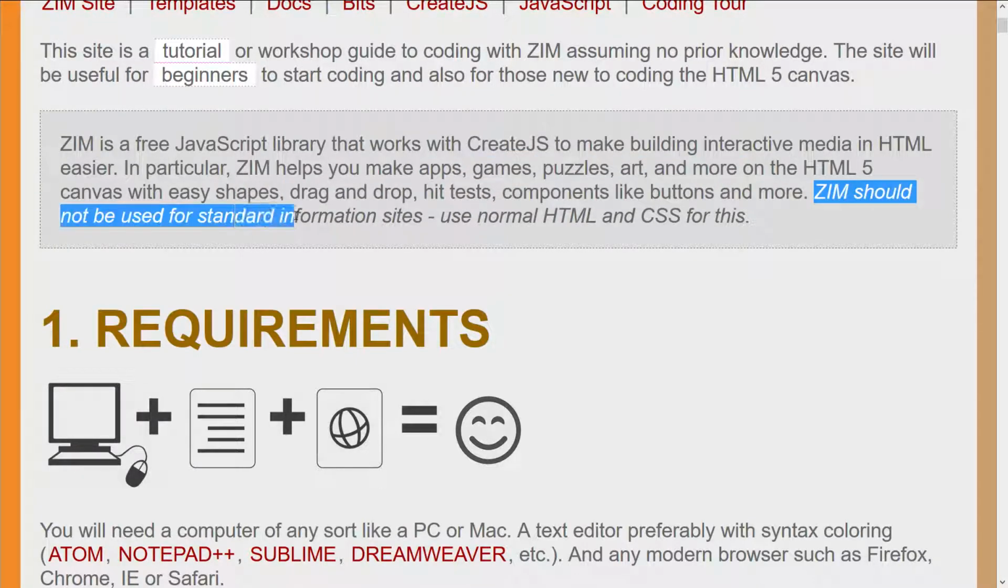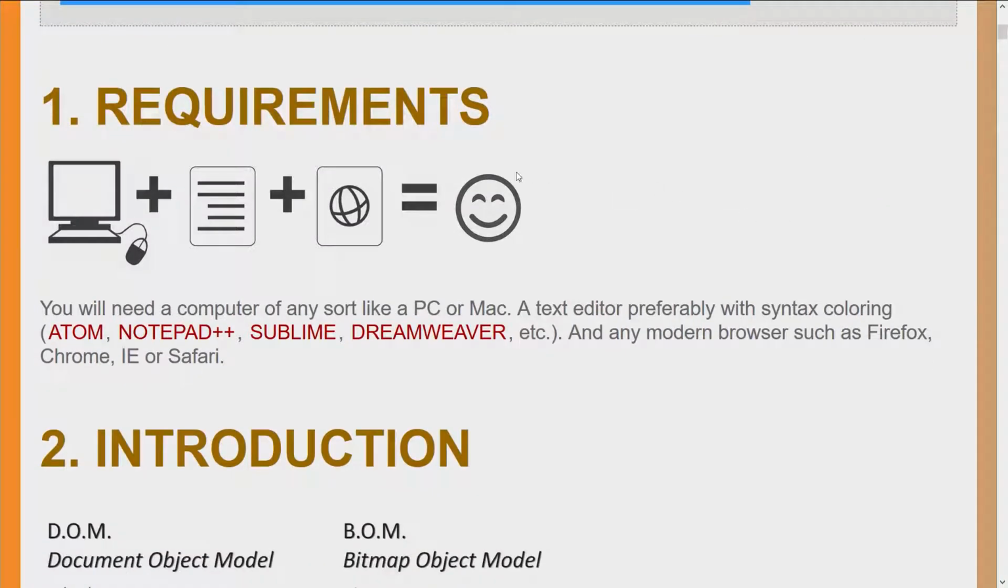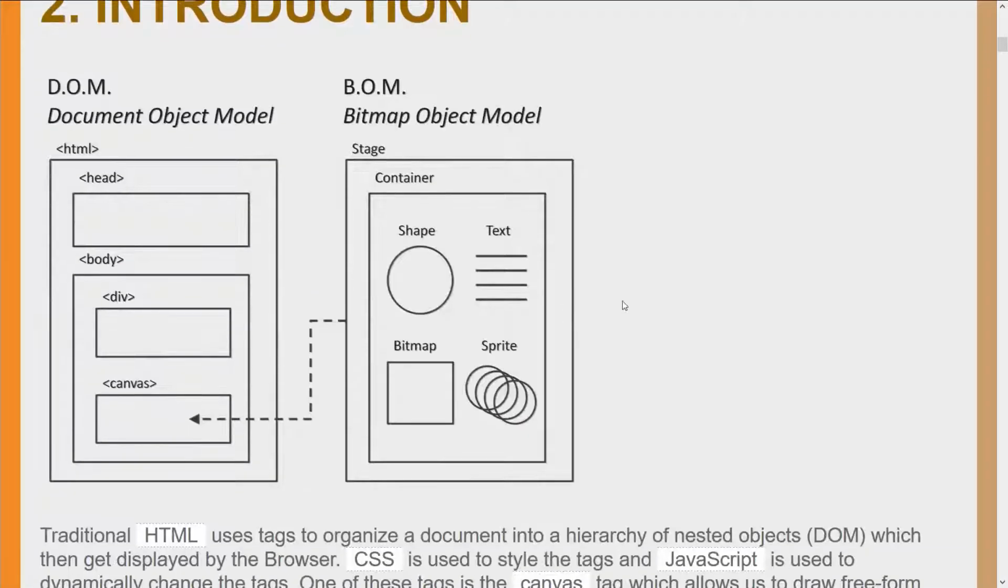Now, ZIM should not be used for standard information sites. You would use normal HTML and CSS for that. So here we are starting the workshop. The requirements for coding in ZIM are very easy: a computer, an editor, and a browser, and you're happy. And that's amazing. We've never been able to make interactive media more easily and more free. So I use Atom there. Then we had an introduction there.